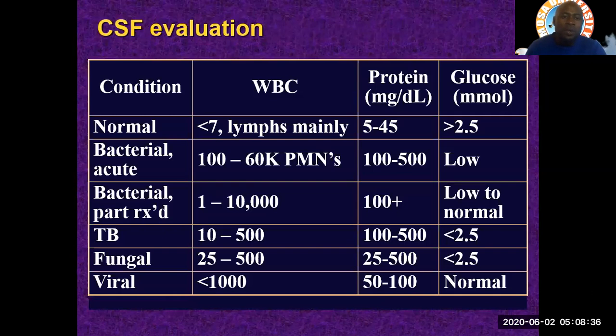When it's meningitis, we know that sometimes it can be bacterial or it can be viral. If you look at the figures there, you can see that the WBC is up to 7 per cubic millimetre, the protein is in the range of 5 to 45, and the glucose is greater than 2.5 millimoles. Those are the normal ranges. So it is important for you to understand the normal, in order to find the abnormal.